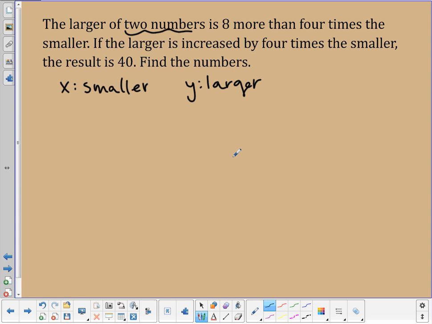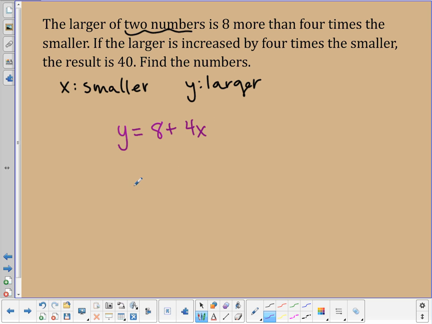So let's look at our 2 equations. The first sentence is going to be the first equation. It says the larger of 2 numbers is, that's y equals 8 more than 4 times the smaller. 8 more looks like 8 plus. 4 times the smaller looks like 4x. All right, there's one equation.